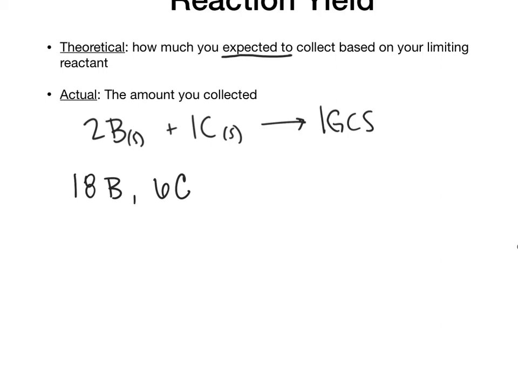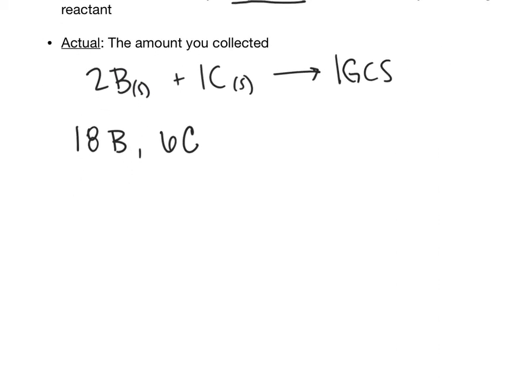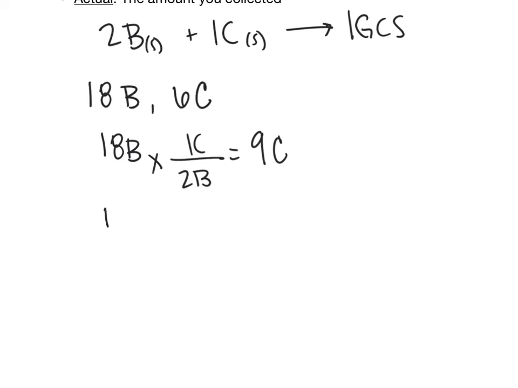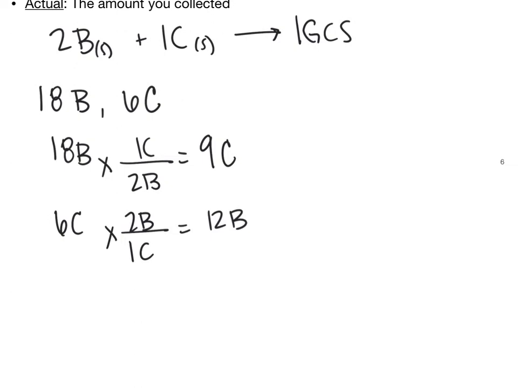And so when we think about this, we're going to look at it and think, okay, what's the limiting reactant? How much did we expect to make? So we're going to take our 18 bread and convert that to cheese. There's 2 breads for every 1 cheese, so 18 slices of bread requires 9 cheese. And for 6 slices of cheese, 1 cheese converts to 2 bread, and that means that we need 12 slices of bread. So that tells us that the cheese is the limiting reactant.